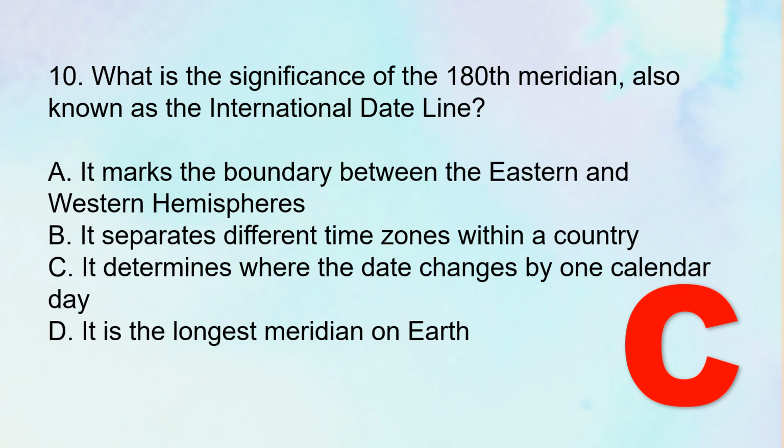The best answer is letter C. The International Date Line, or the 180th meridian, marks where the calendar date changes by one day when crossed. Letter C is the best answer.